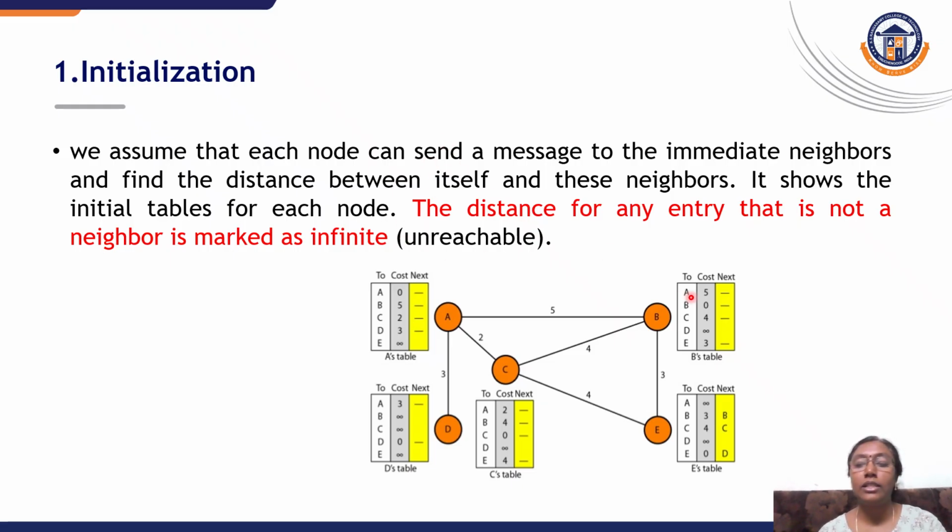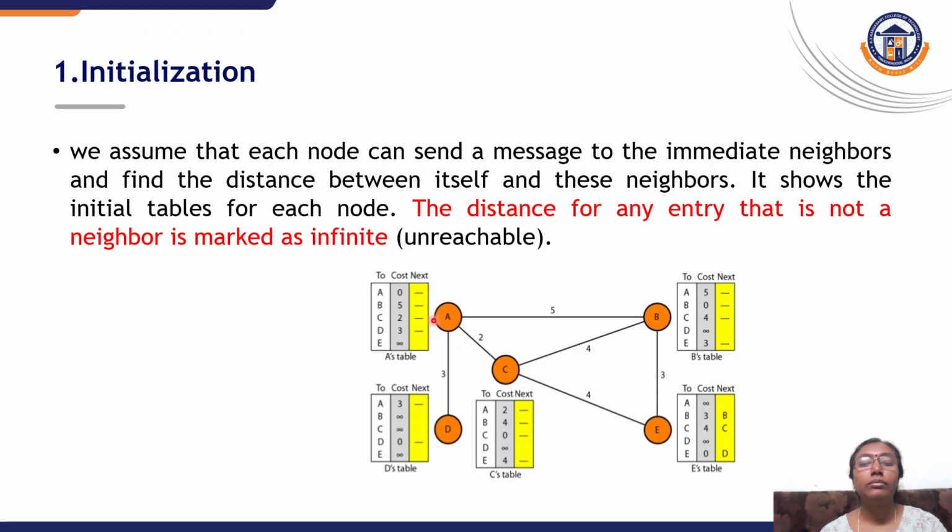Initialization: we assume that each node can send a message to its immediate neighbors. Each node sends the message to immediate neighbors to find the distance between itself and these neighbors. This shows the initial table, the initial table for each node, and the distance for any entry that is not a neighbor is marked with infinity.